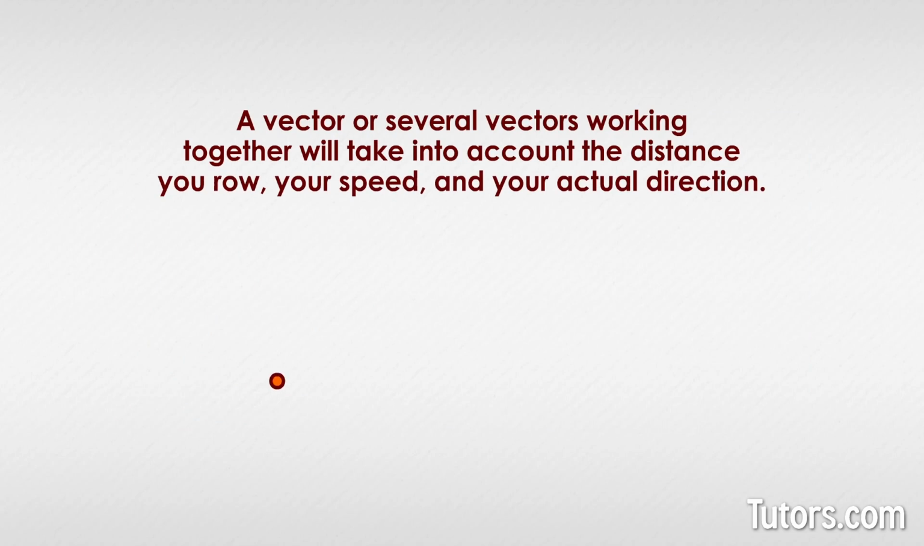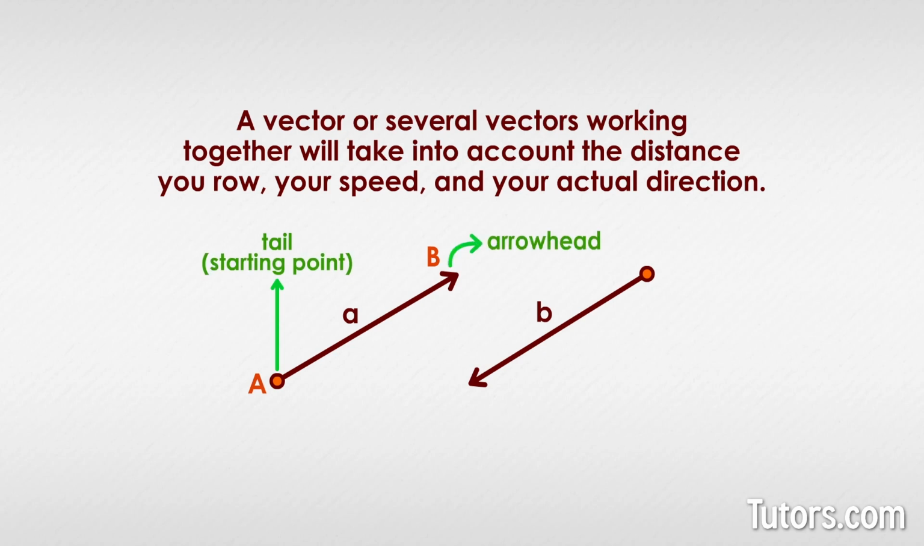direction. To represent vectors, mathematicians, physicists, and engineers use rays, labeling them with lowercase or uppercase letters like this. All vectors are named tail, starting point, to arrowhead, which is why we have vector AB and not vector BA. If you are labeling your vectors, the decision to use uppercase or lowercase lettering rests with you.